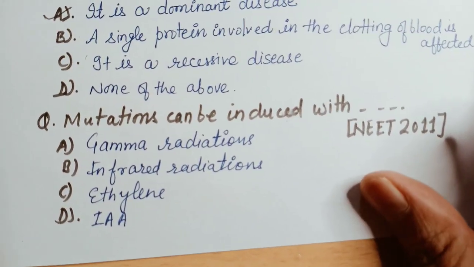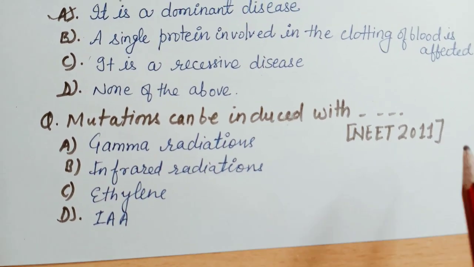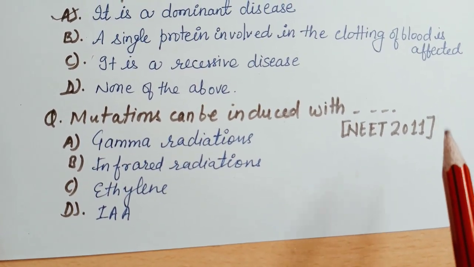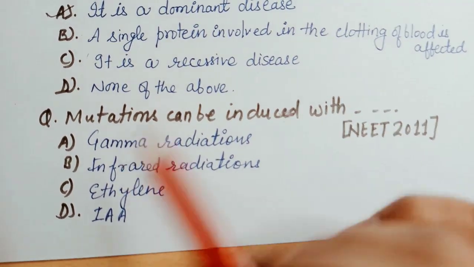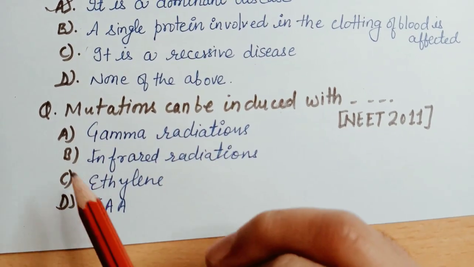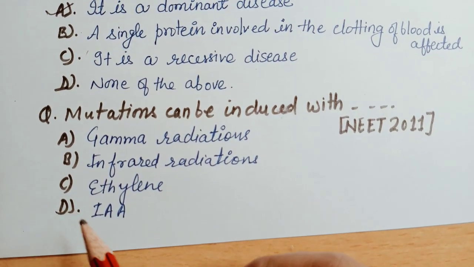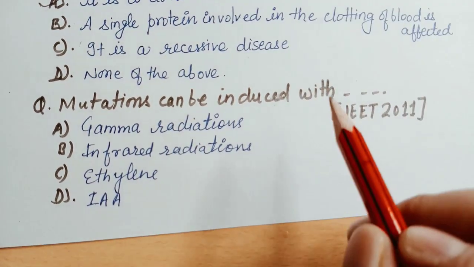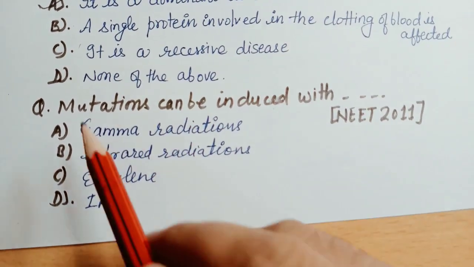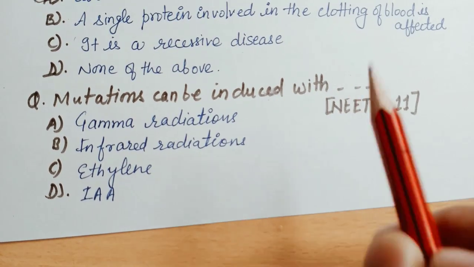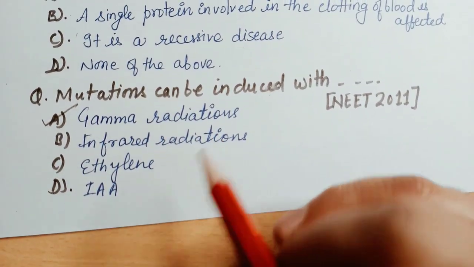Next important question is, mutations can be induced with dash. किसके द्वारा induced की जाती है? A, gamma radiations. B, infrared radiation. C, ethylene. और D, IAA. This is also very important. 2011 में ये क्वेश्चन पूछा गया था. सो म्यूटेशन कैन बी इंड्यूस्ड विद, करेक्ट आंसर इज A, गामा रेडिएशंस.